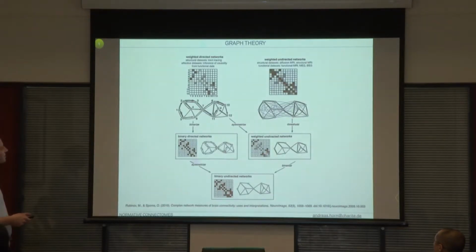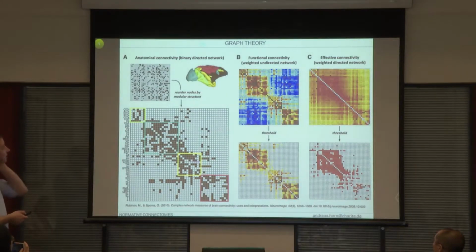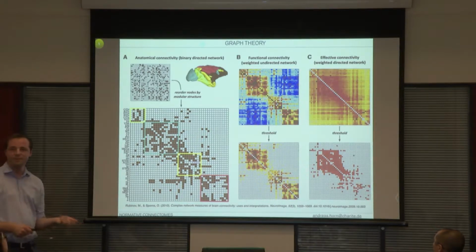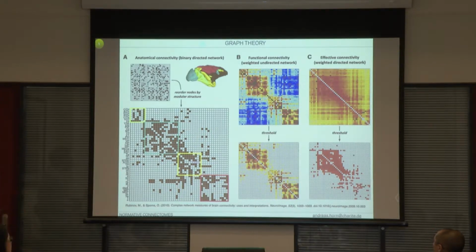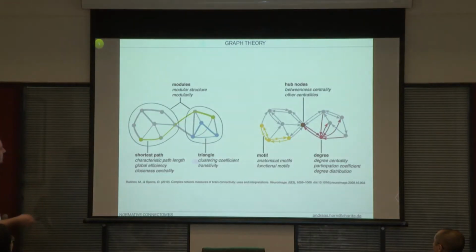Another way is graph theory. You can analyze these matrices and compute certain statistical properties of these. I won't go into detail on that, but if you're interested, I think all the literature by Olaf Sporns, but also this Rubinov paper about graph theory is pretty influential. Also the books by Olaf Sporns are excellent to start with graph theory. This is again the clustering and so on.